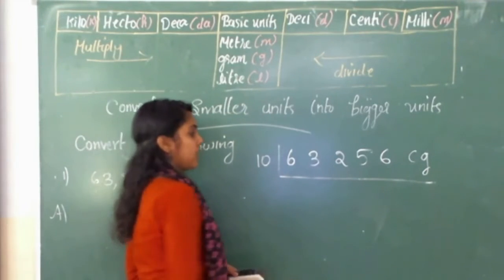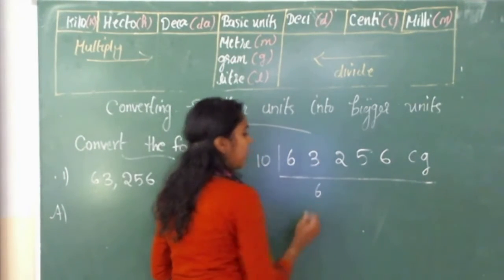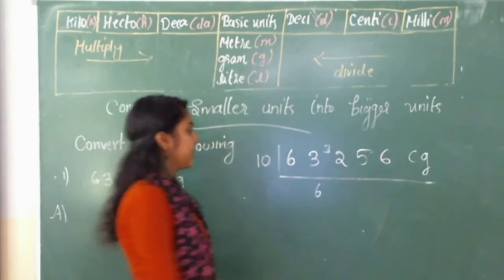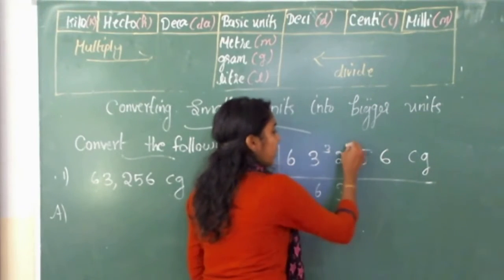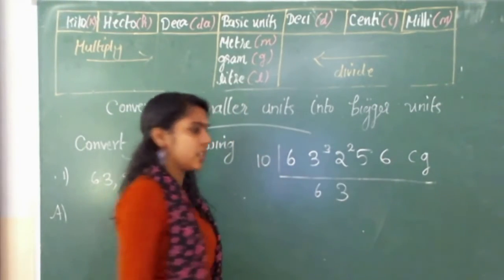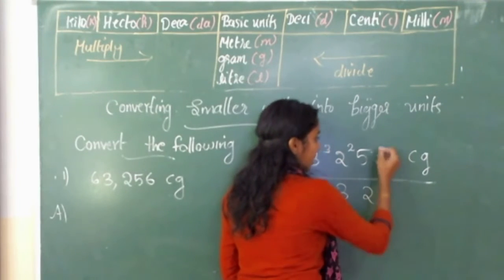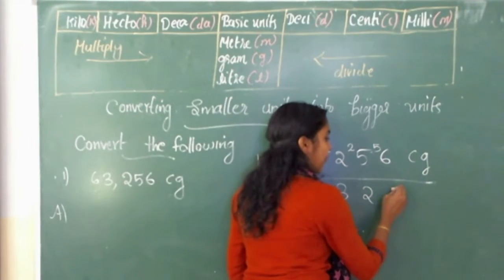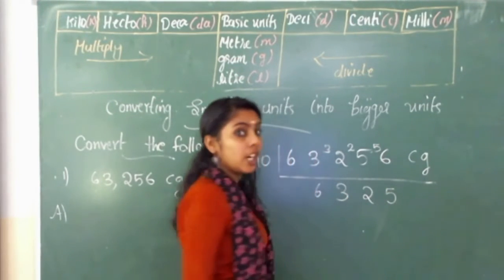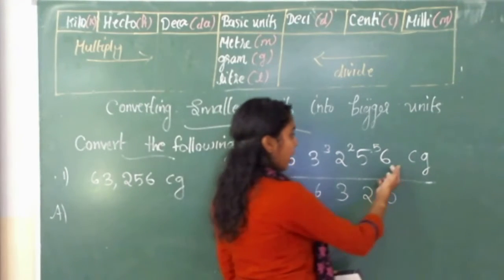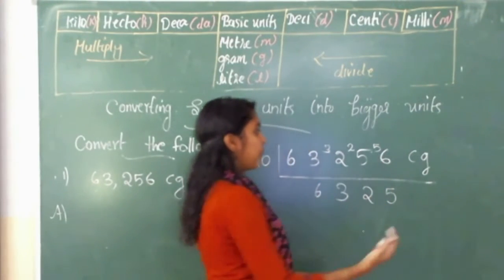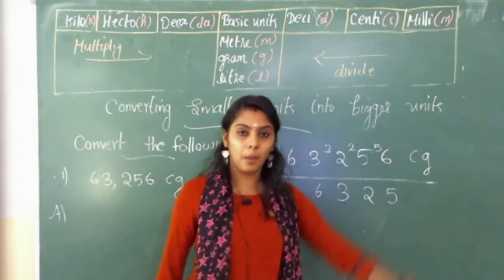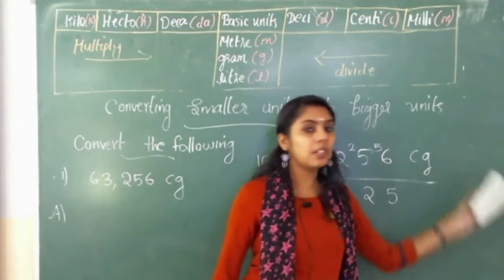Okay, how will we divide this? 10 6s are 60, then 3. 10 3s are 30, remainder 2. You know, normal division. 10 2s are 20, remainder 5. Then 10 5s are 50, remainder 6. Can we write that 6 below before any other numbers? No, because we can't write this 6 before any other number, because there are no other numbers after the 6.